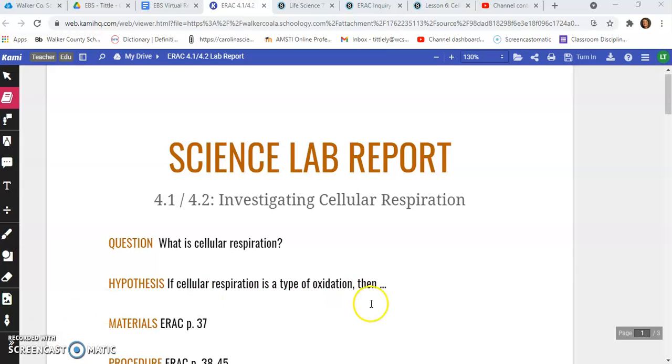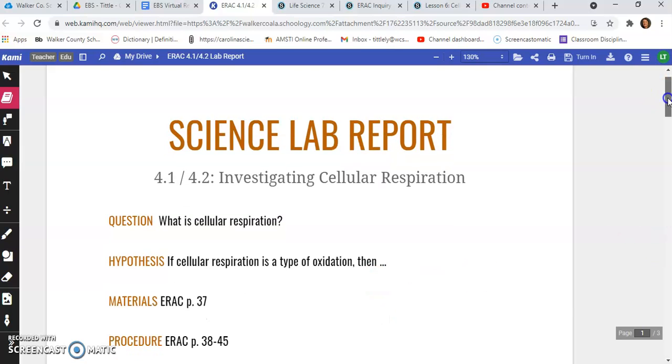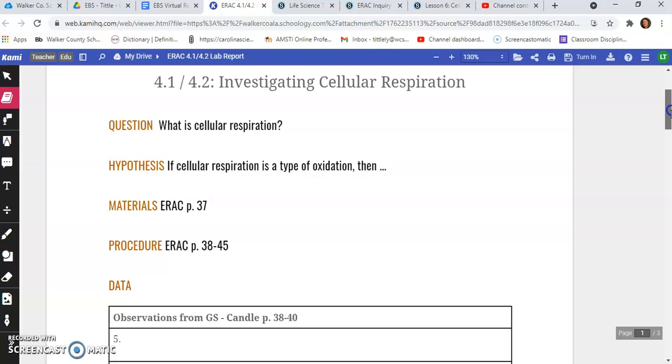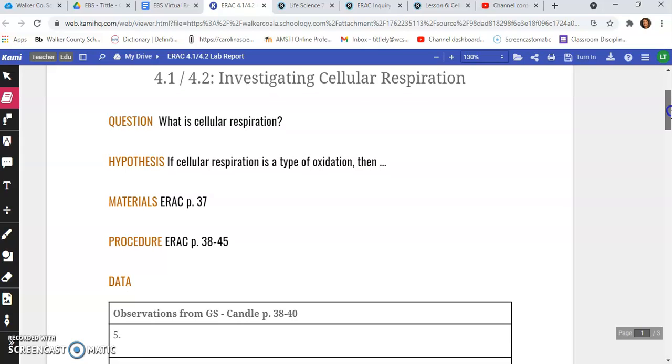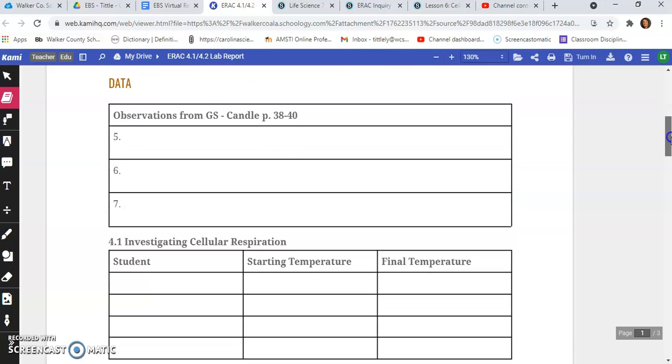Our materials for this lab are found on page 37, and our procedures are found on pages 38 to 45. We have combined two different inquiries, actually 3 different activities, to come up with this lab and this investigation. For the first set of data, you're going to be making some observations, and the actual instructions are found in the Getting Started, the part about the candle on pages 38 to 40, steps 5, 6, and 7. But you don't have to be concerned about the numbers 5, 6, and 7 here. These 3 lines are just lines for you to make observations.